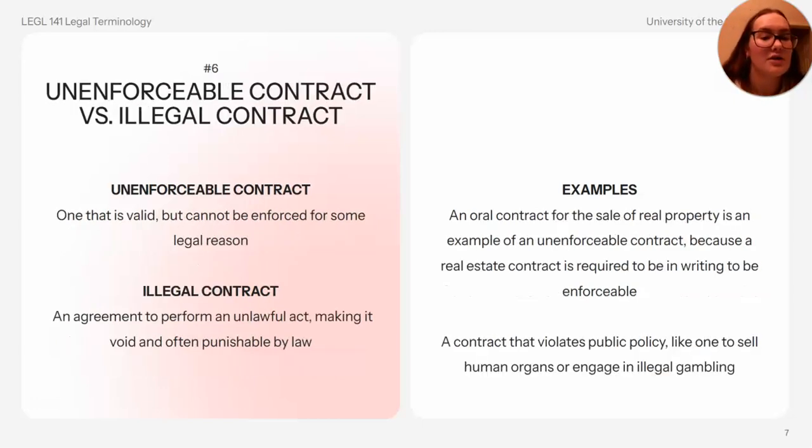An unenforceable contract is one that is valid but cannot be enforced for some legal reason. An oral contract for the sale of real property is an example of an unenforceable contract because a real estate contract is required to be in writing to be enforceable. An illegal contract is an agreement to perform an unlawful act, making it void and often punishable by law. A contract that violates public policy, like one to sell human organs or engage in illegal gambling, are examples of illegal contracts.